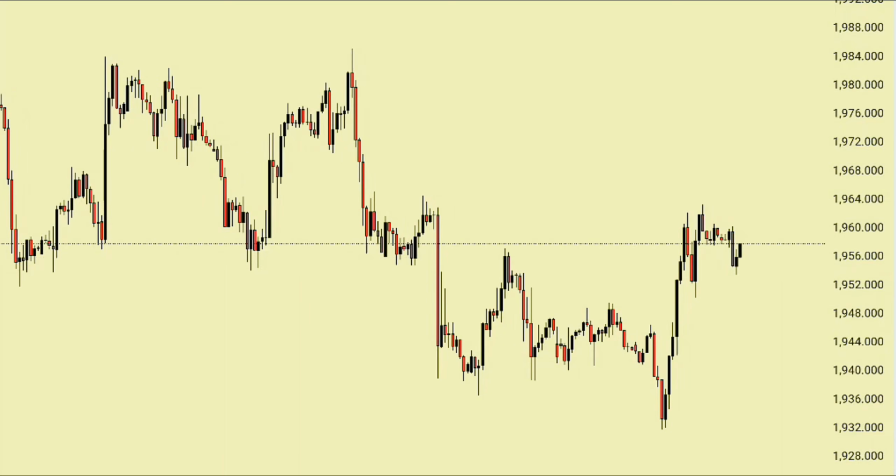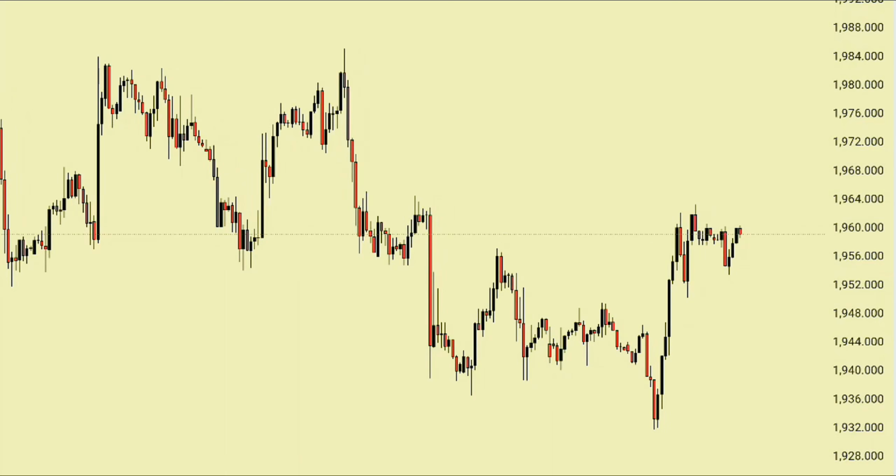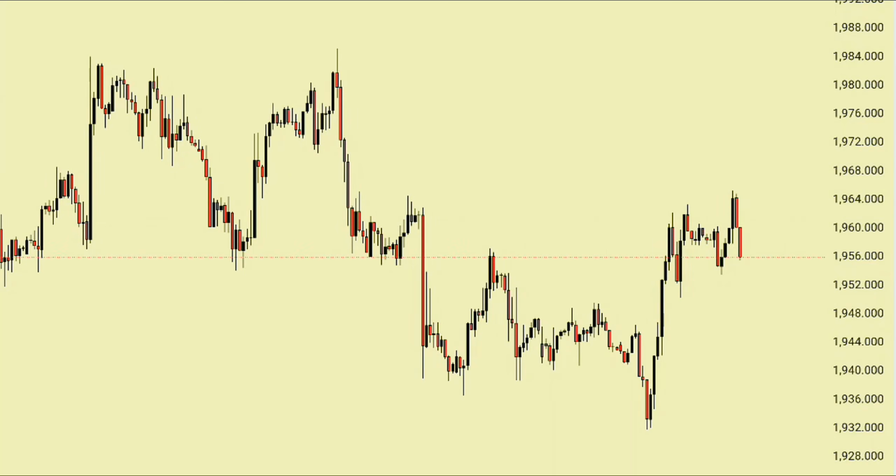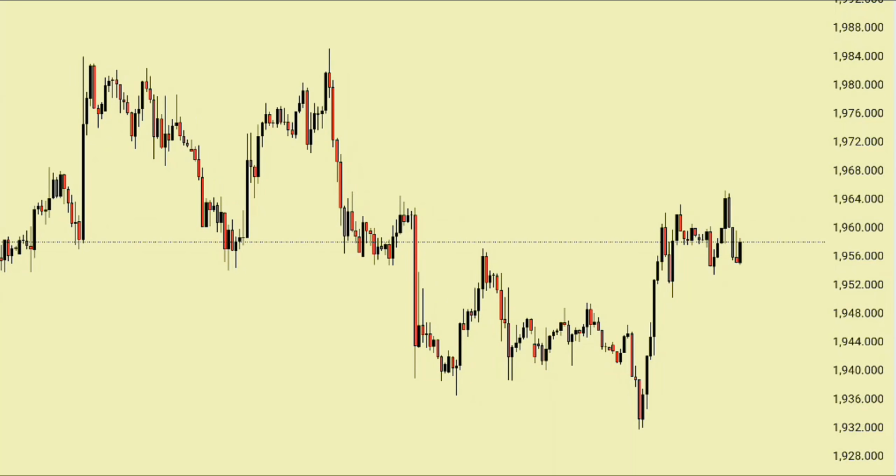Price taps it perfectly, delivers the move everyone wants, and then instantly reverses into a clean sell-off, straight into the order block. This is not random price action. This is engineered liquidity delivery.